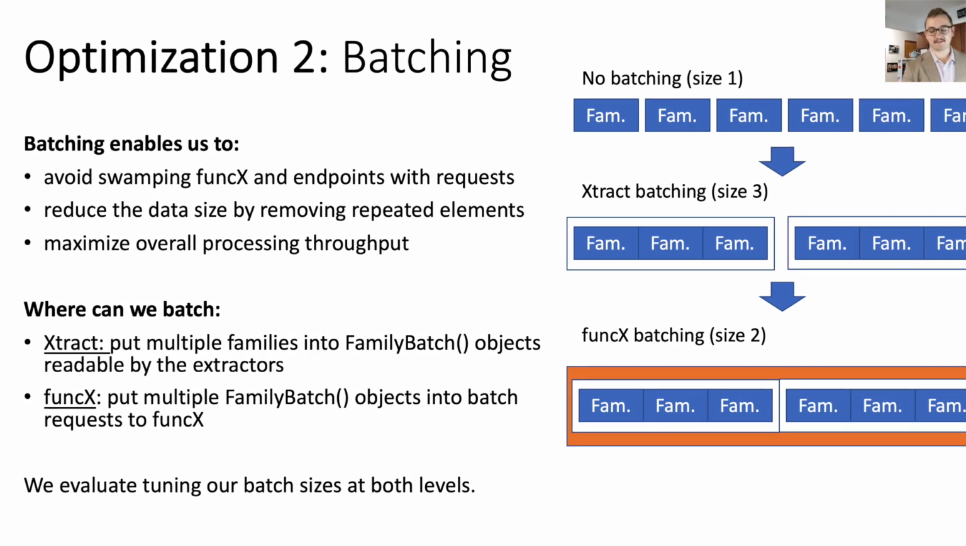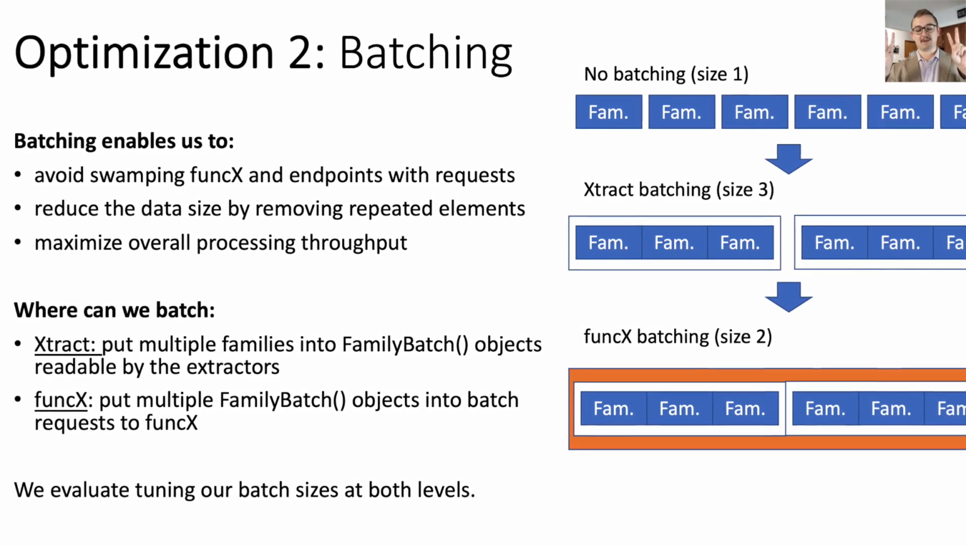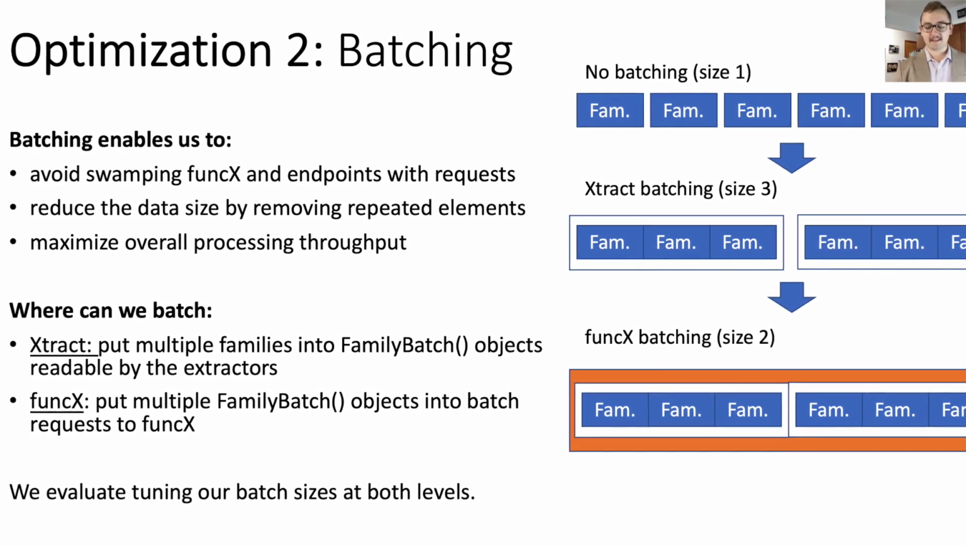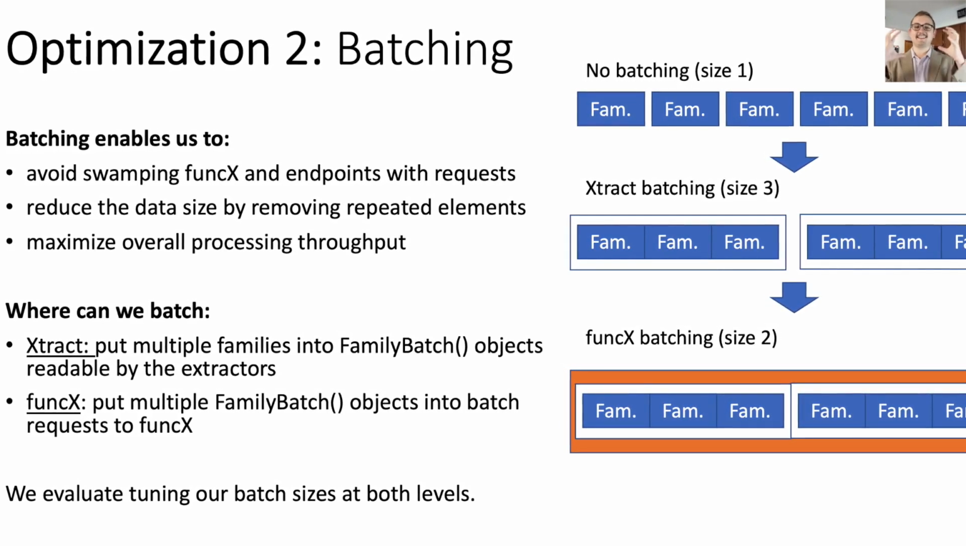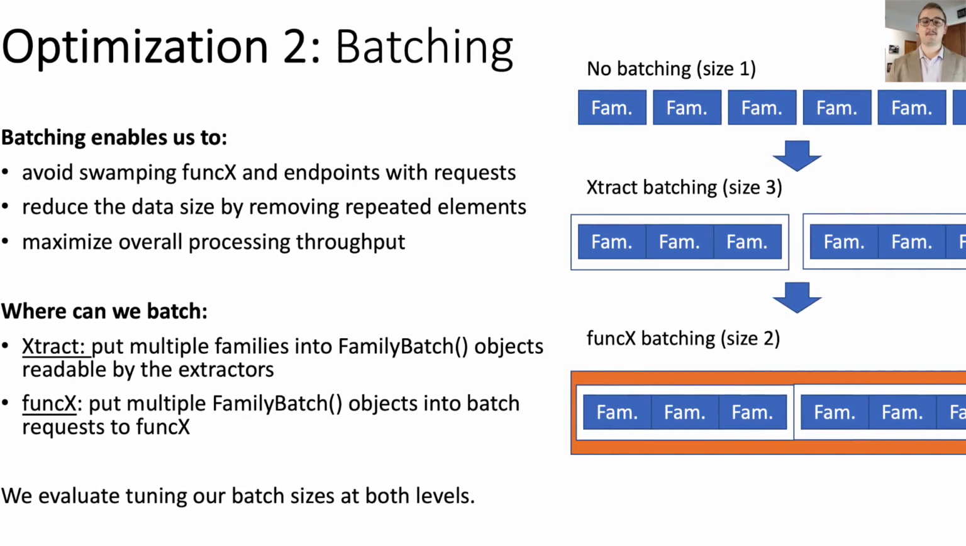And so here's kind of an illustration of what that looks like. So without any batching, you have 6 separate tasks. With Xtract batching of size 3, you might group 3 families into one family batch. And then when you send it to FuncX, you're sending it as one task that FuncX will then break up and send to places appropriately.